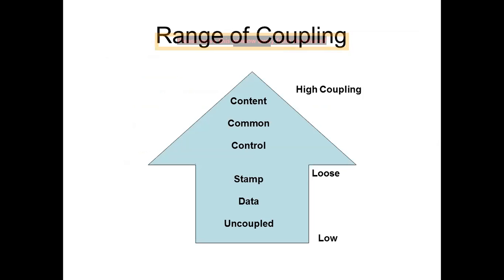You have already seen. Now this is called the range of coupling. In this diagram you can see again the various types of coupling: content, common, control, stamp, data, uncoupled. Again, we can arrange them in order. This is the lowest order here. Low coupling means low connectivity, means no connectivity. If there are various components and no interdependencies, no connectivity, no networking, then we can call it uncoupled. Uncoupled means no connectivity among the components.